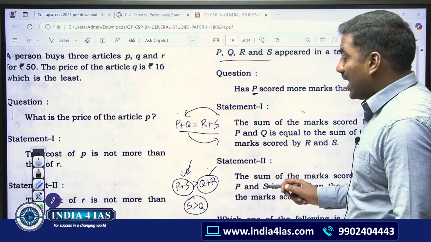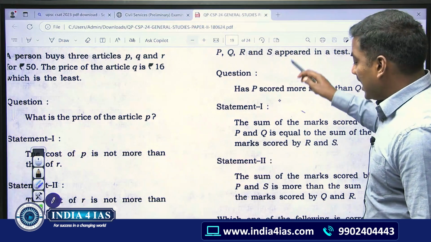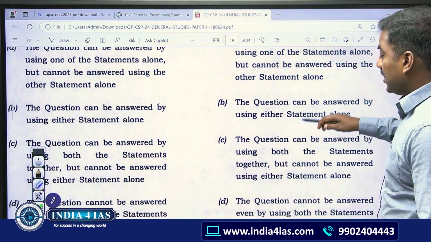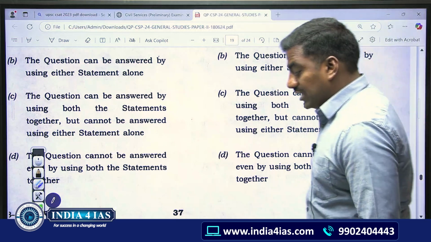But can we answer by clubbing both the statements? No. So in that case also, the answer is D. The question cannot be answered even by using both the statements together.